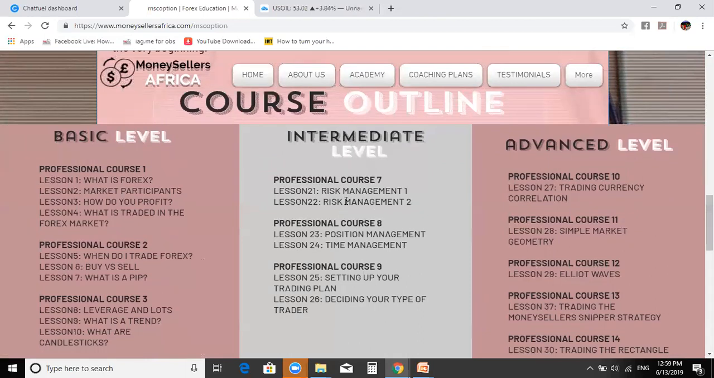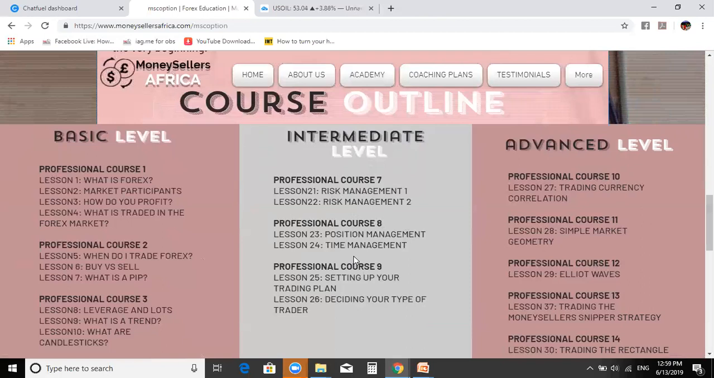I did 2 lessons on risk management 1 and risk management 2. It is very important. This is where you manage your money. This is the money management aspect. So you need to learn the intermediate level too. Your position management and time management is also very important. You don't want to waste your time in the market.